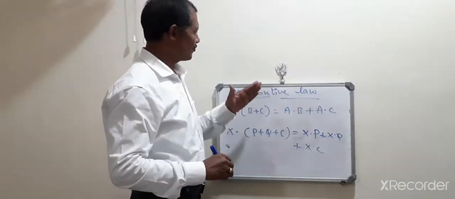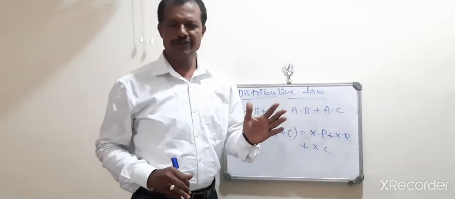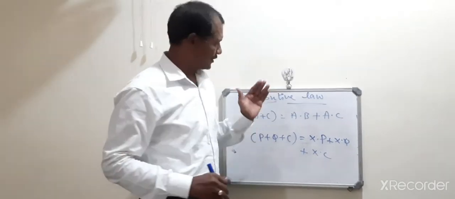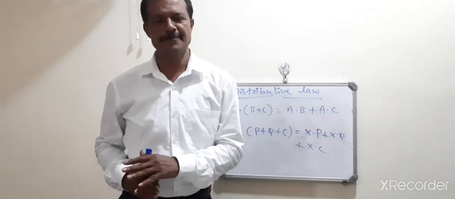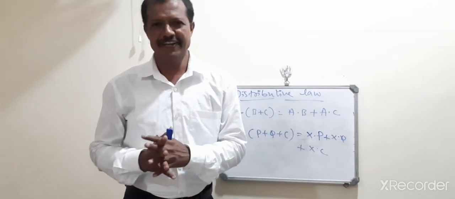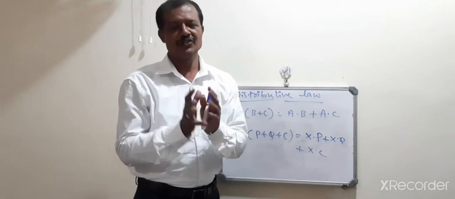Okay, so if you understand what the associative law, commutative law and distributive law are, these laws are used in Boolean algebra just for arrangement of the variables: how to arrange the variables to design the circuit.